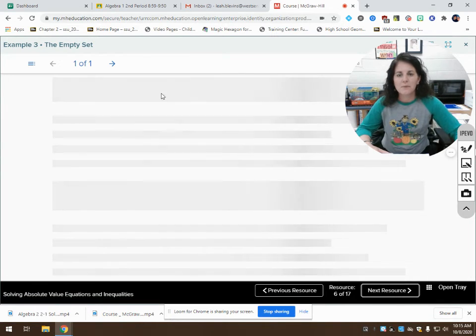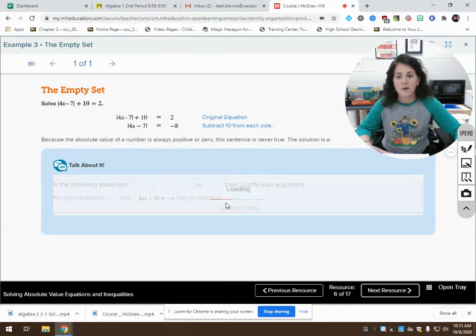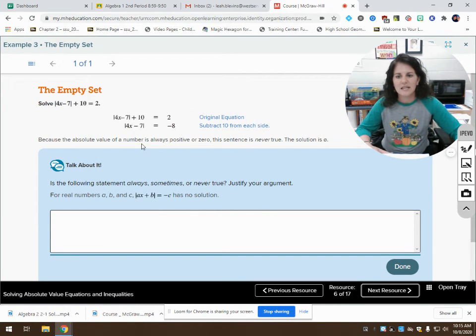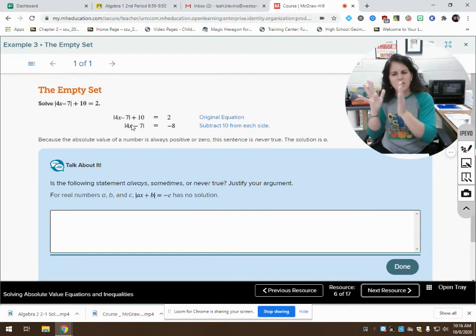Sometimes we end up with problems where there's no solution whatsoever. The solution is the empty set. Look at this one. We have the absolute value of 4x minus 7 plus 10 is equal to 2. Well, in our first step, we've got to isolate. So I subtract 10 from both sides. And immediately I end up with the absolute value of something equals a negative number. Well, we said it could never be a negative number.